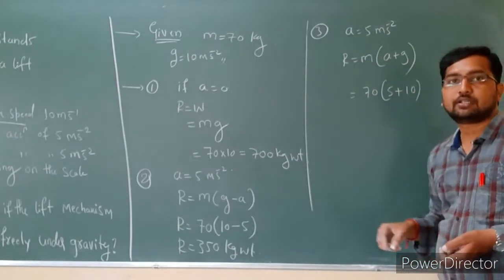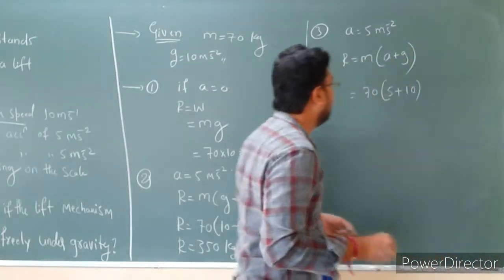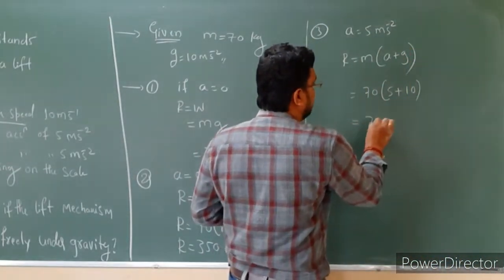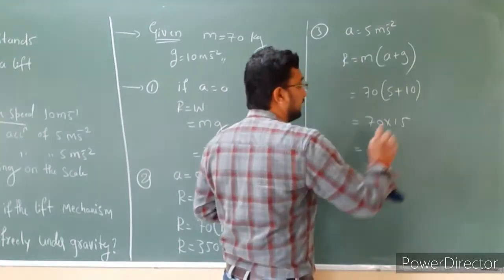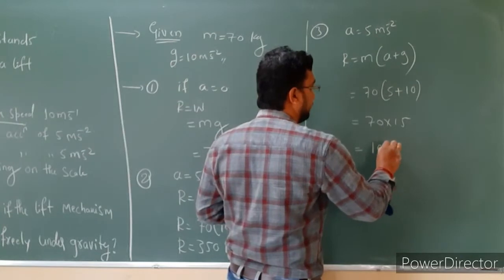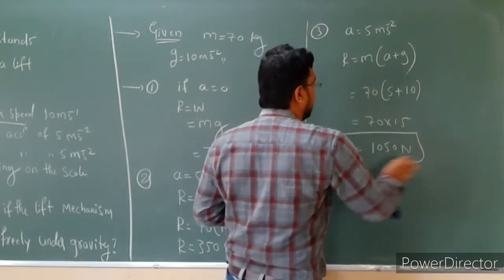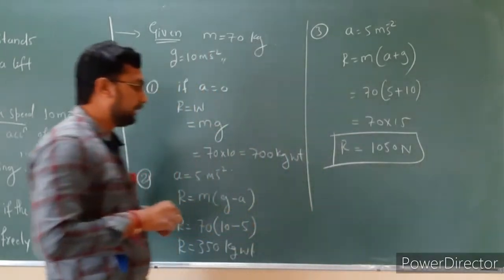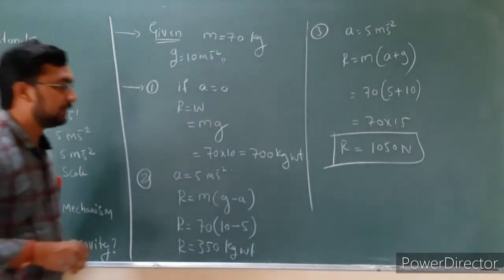5 plus 10 is equal to 15. 70 into 15 is 1050 Newton. This is the apparent weight of a person when the lift is moving in upward direction with an acceleration of 5 meter per second square.